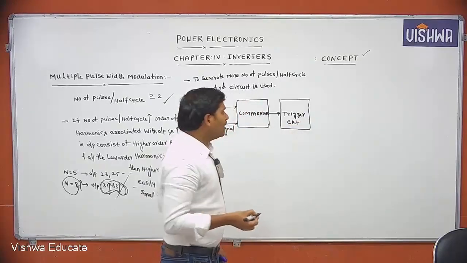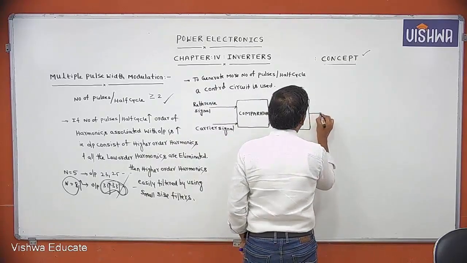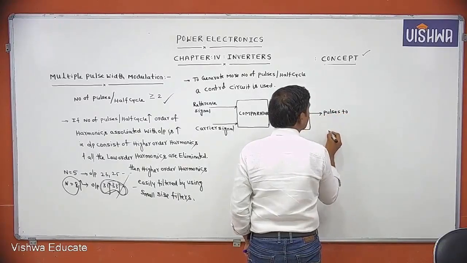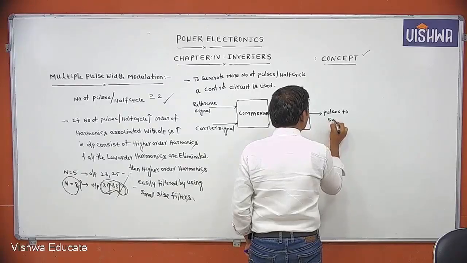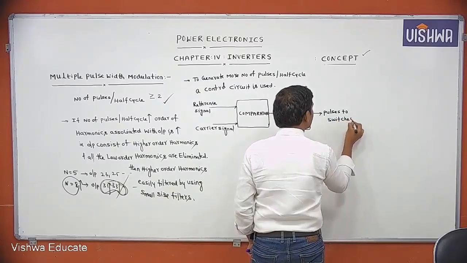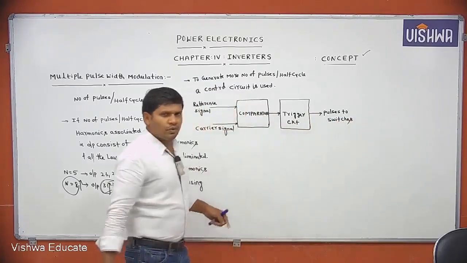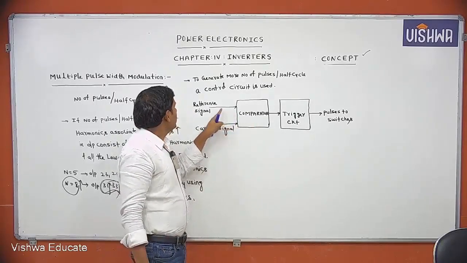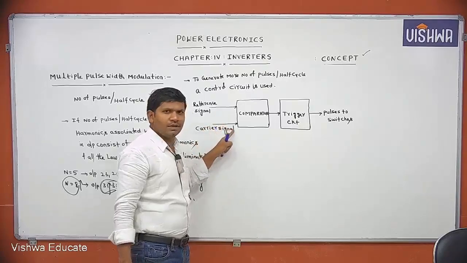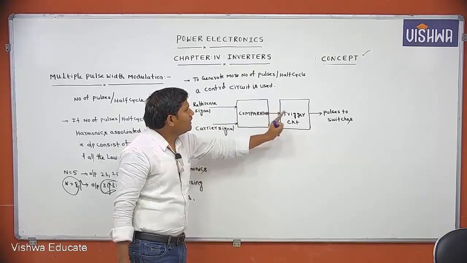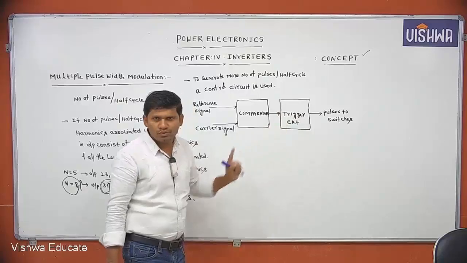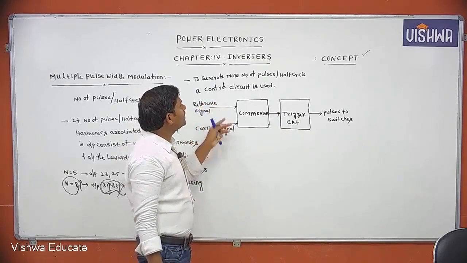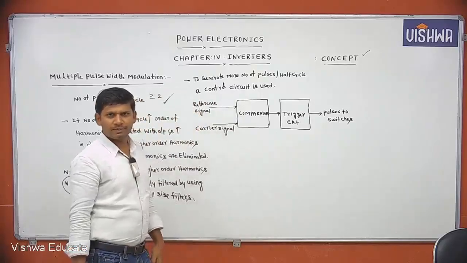The trigger circuit will generate the pulses to the switches. We can use some logic in the comparator. According to that logic, it compares the reference signal and the carrier signal, which activates the trigger circuit. Then the trigger circuit will generate the pulses to the switches. This control circuit we can use to generate more pulses per half cycle.